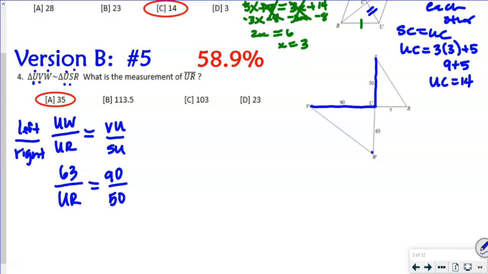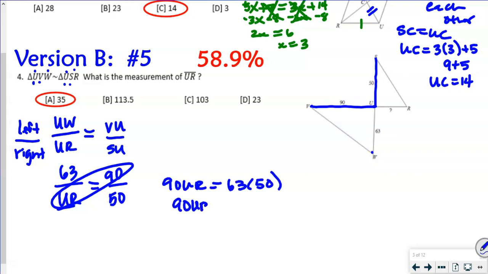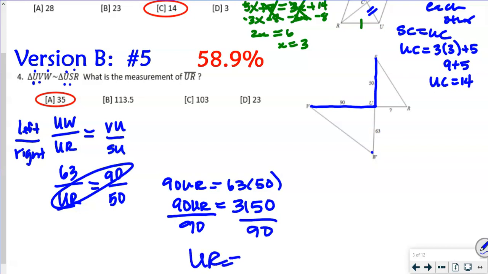So we just cross multiply again. You remember this? So that's going to give us 90 UR, and that's going to be equal to 63 times 50, right? So 90 UR, what is 63 times 50? That's 3150, right? And then we're going to divide both sides by 90. So UR is going to be equal to 35.